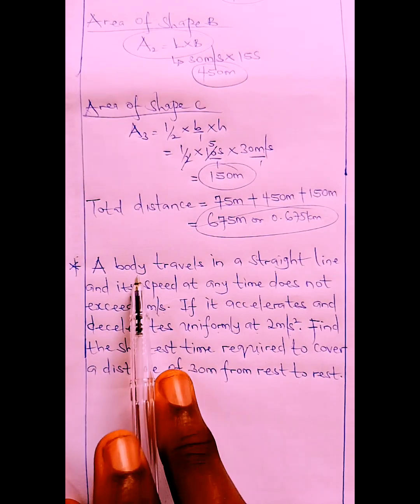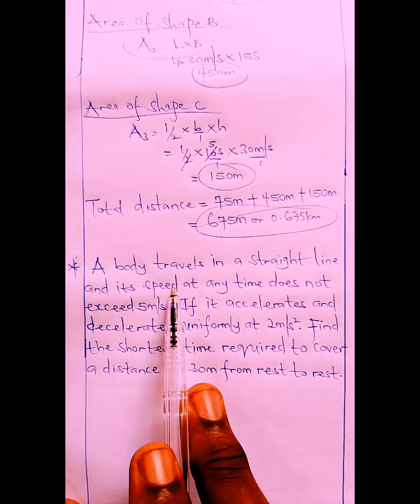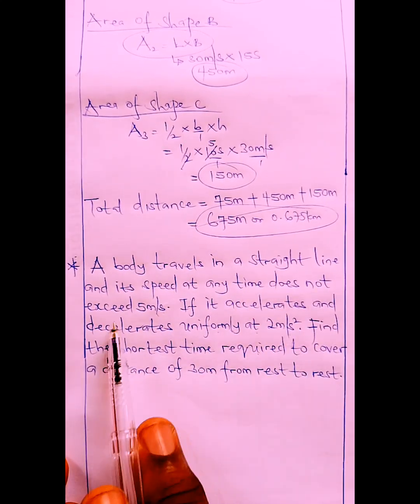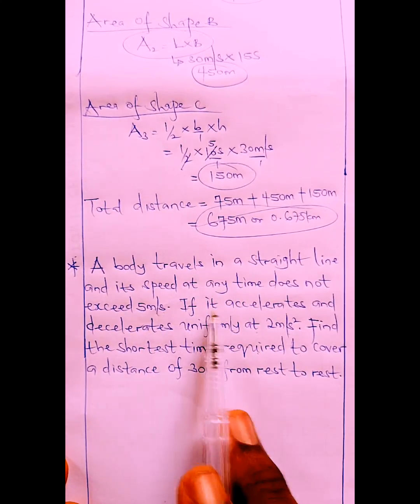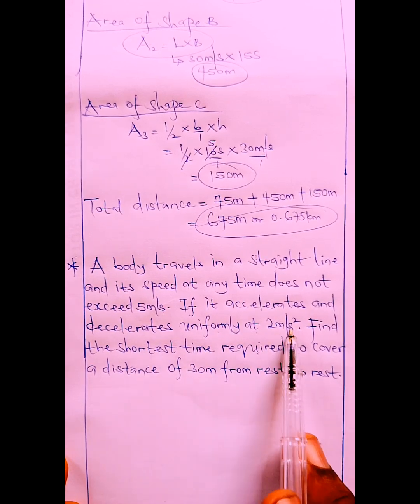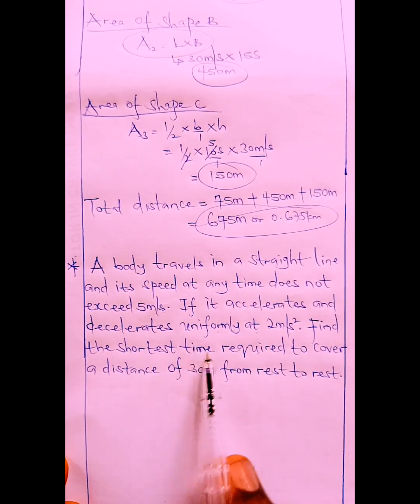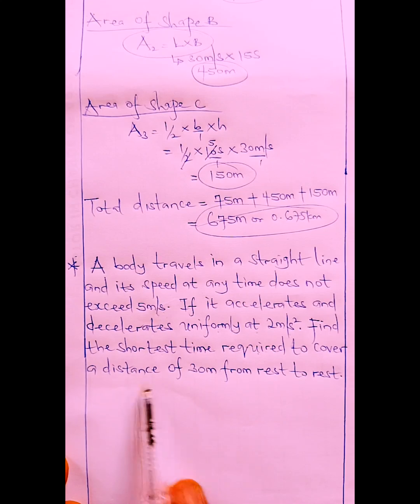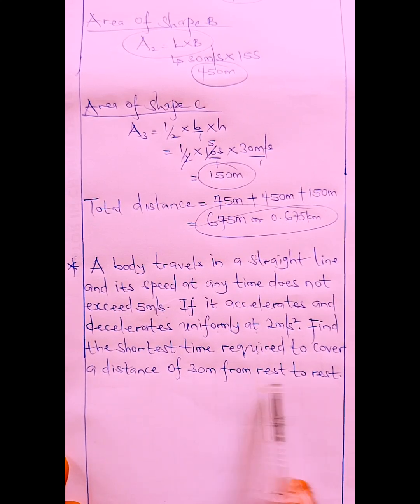Question 2. A body travels in a straight line and the speed at any time does not exceed 5 meters per second. If it accelerates and decelerates uniformly at 2 meters per second squared, find the shortest time required to cover a distance of 30 meters from rest to rest.